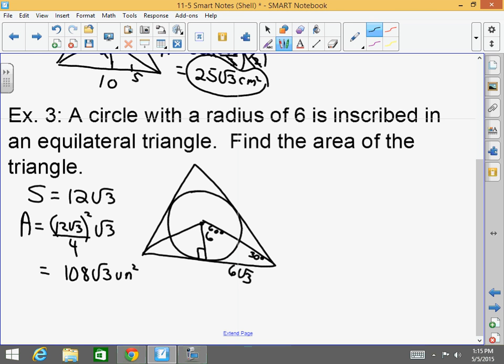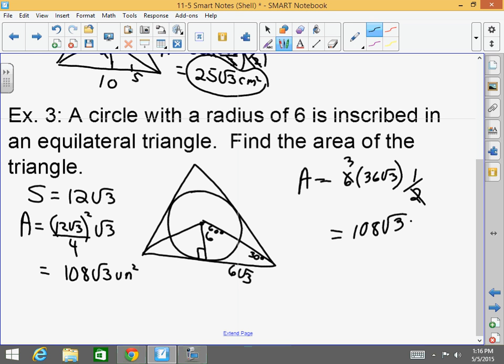If you don't remember that, you could use area equals apothem, which is 6, times perimeter, which is 36 square root of 3, times 1/2. That goes to 3, and again, you're going to have 108 square root of 3.